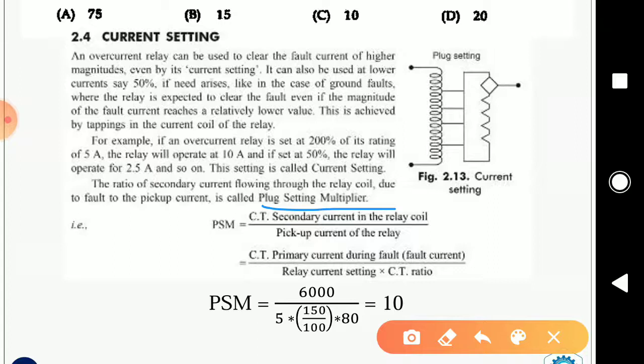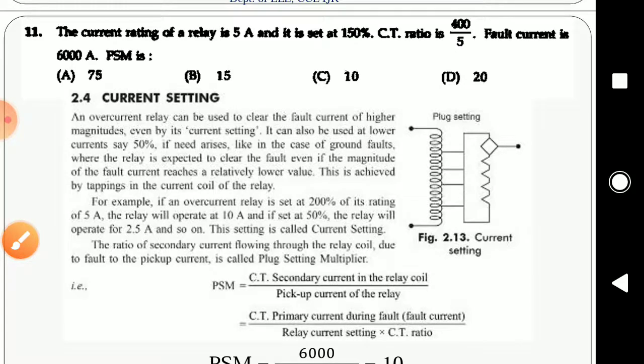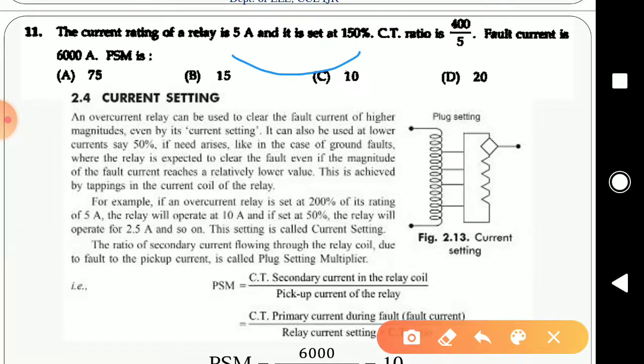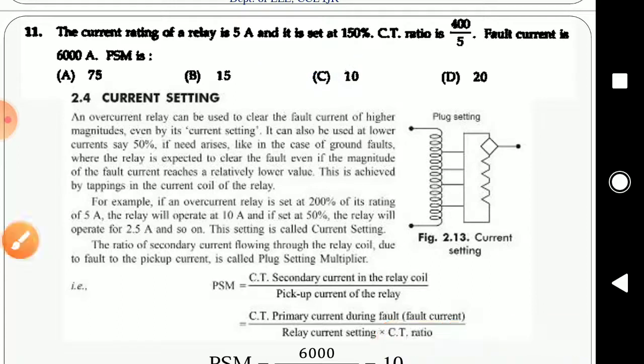Now, basically current setting means you can select at which current value you want the relay to get tripped. That means in this particular question it has been set to 150%. What is 150% of 5 amperes? 150% of 5 amperes is 7.5 amperes. So our relay will get tripped at 7.5 amperes. You can also change the current setting. That means you can also make the relay get tripped at a lower value. If you are setting it to 50% instead of 150%, the relay will get tripped at 2.5 amperes.